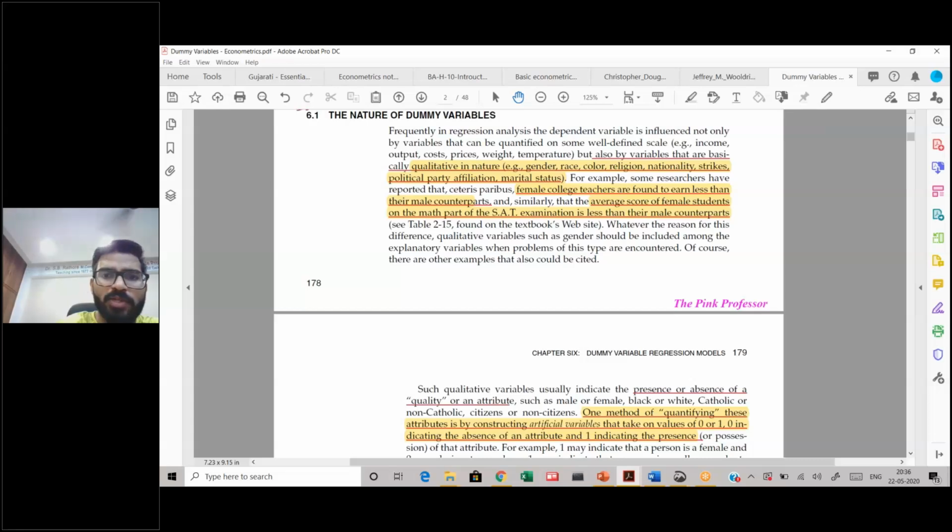So the example that I was telling you, that SAT score, and then you want to find out the score for female students as versus the male students. And suppose you want to test the hypothesis whether female students have a higher score or male students have a higher score than female students. So this kind of an analysis can also be done through dummy variables.